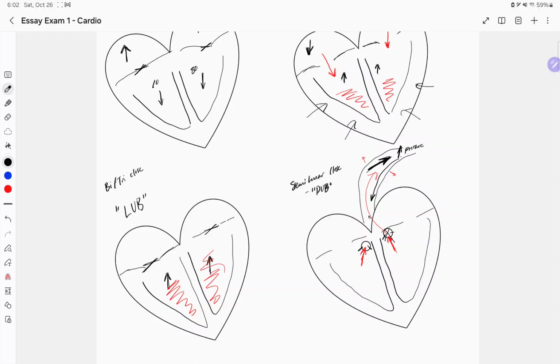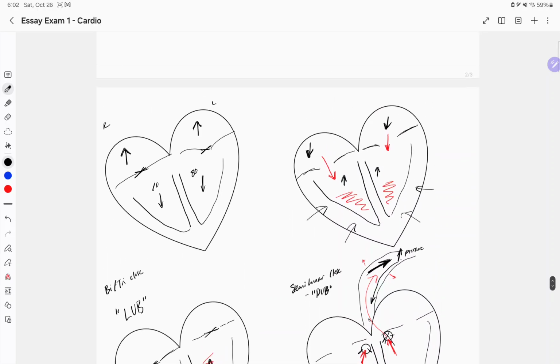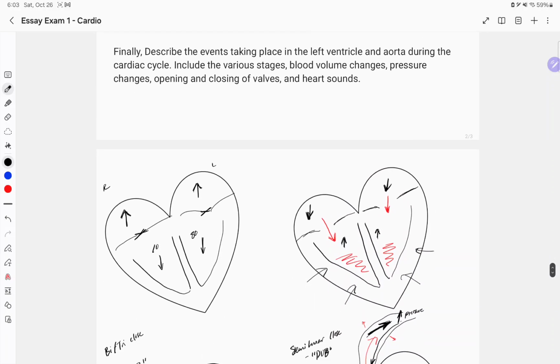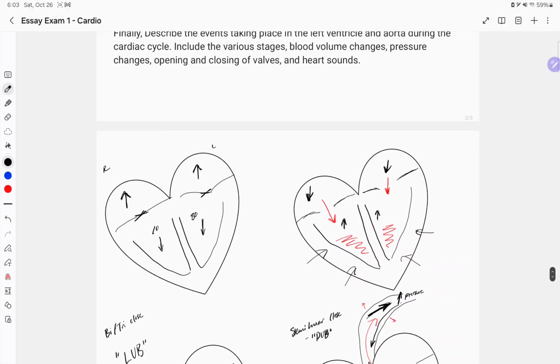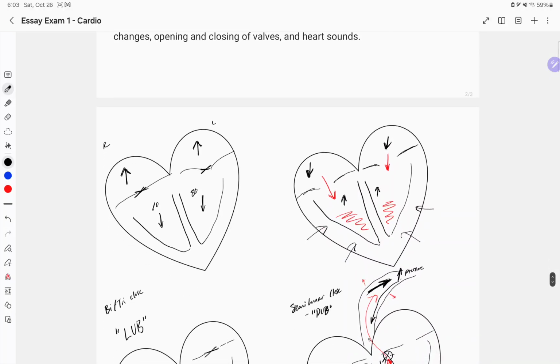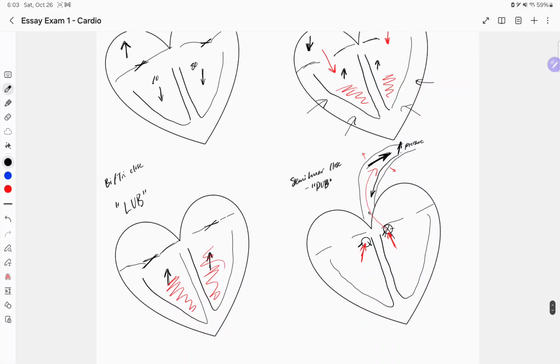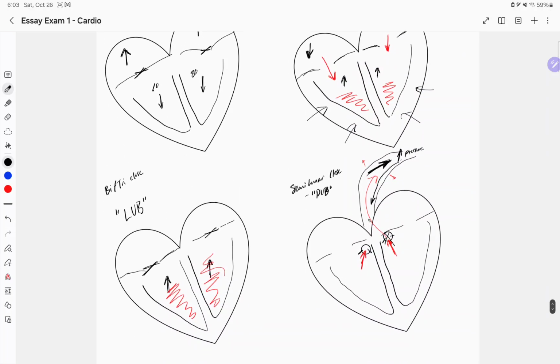And that's kind of the gist. I mean, of course, we can play around with the numbers, and some equations as well regarding the pressures. But this is essentially the basics of the pressure changes and opening, closing of the heart and the sounds of the cardiac cycle.